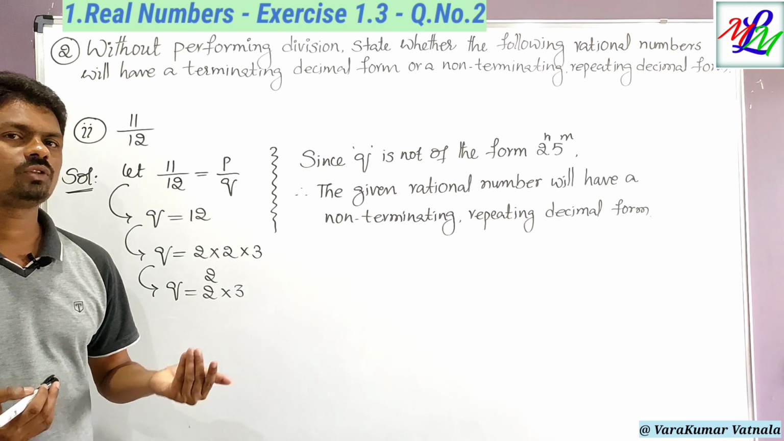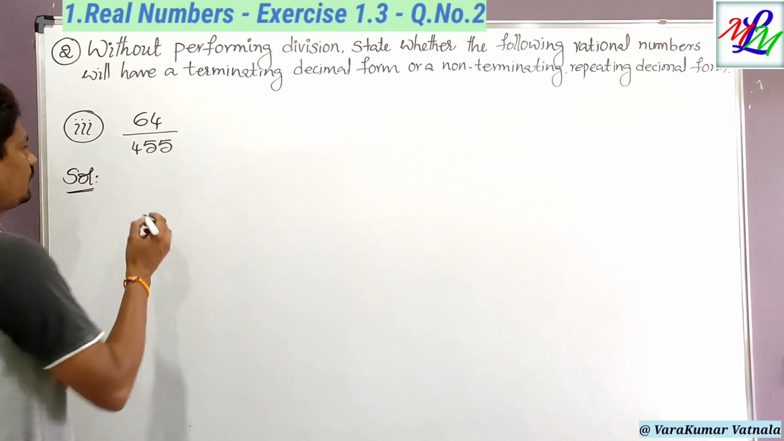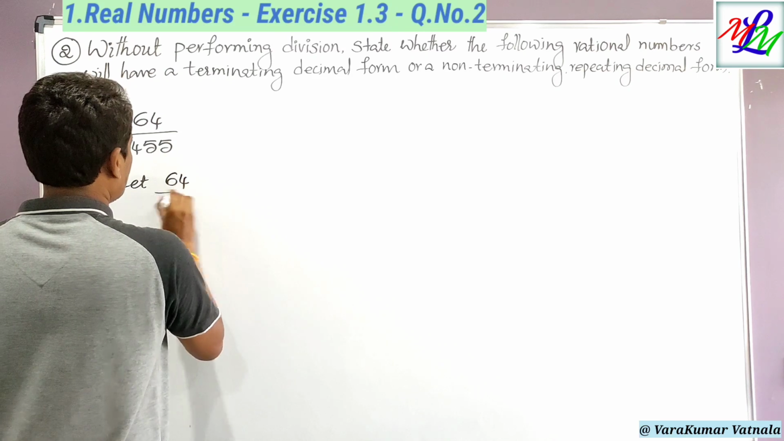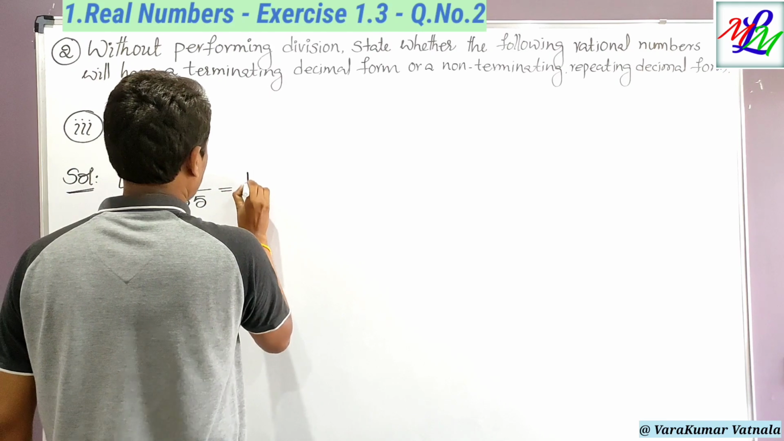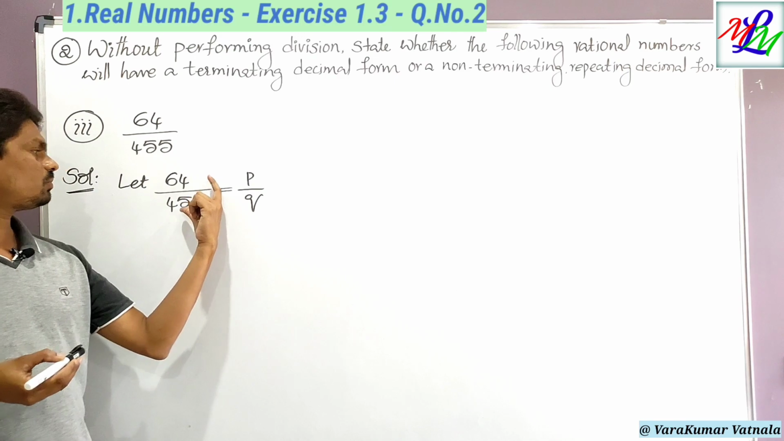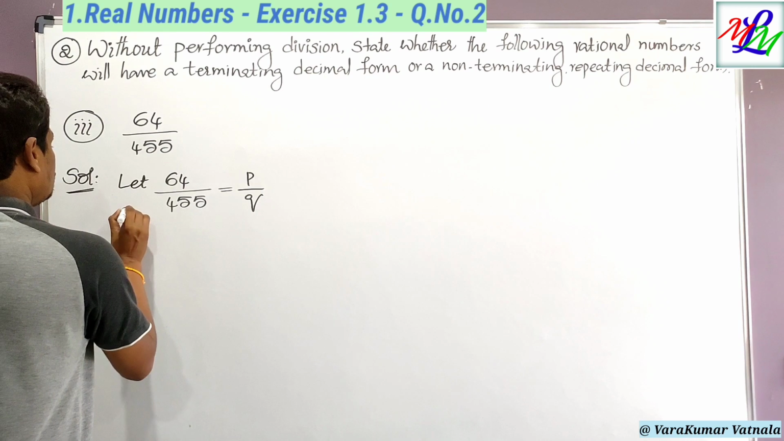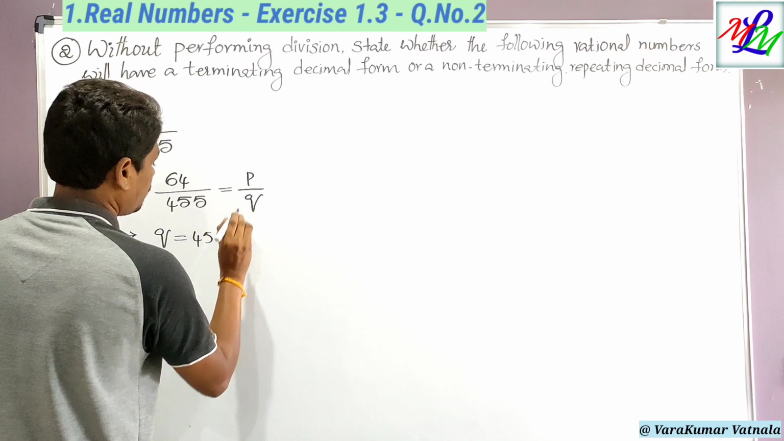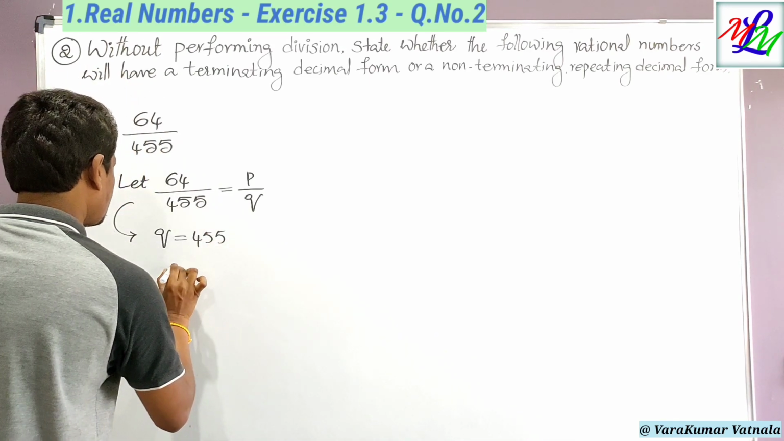Next we have to solve third bit. This is third bit, student. 64 divided by 455 is given. So again let 64 divided by 455 is equal to p by q. Again we have to observe whether there are any common factors for both the numerator and denominator. So here there are no common factors. So from this we can get q is equal to 455. So now we have to resolve 455 into its prime factors.